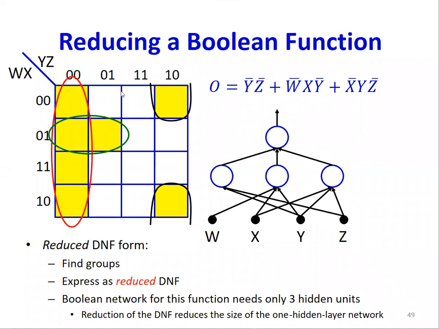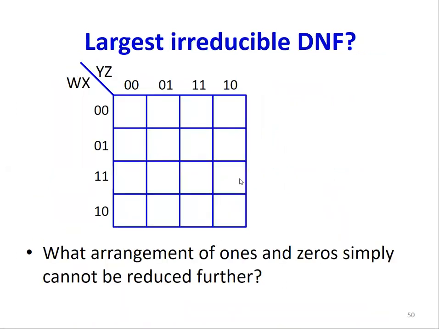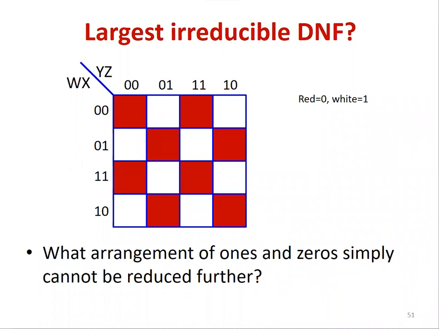Right? You're reducing the number of clauses. To answer your question, Shafin, what is the arrangement of 1s and 0s that simply cannot be reduced further? Yes, Patrick, it would. Can anybody tell me? Chessboard or checkerboard? Absolutely, right. Once I have a chessboard, I cannot reduce it any further.